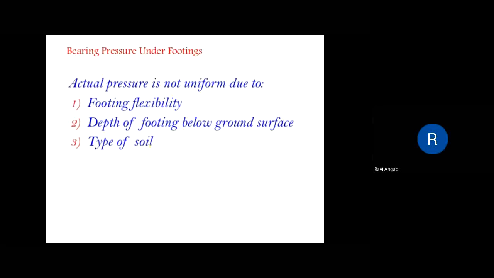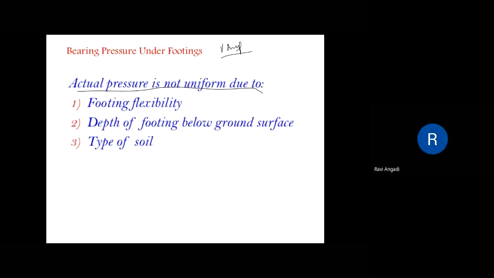Then coming to the bearing pressure under the footings. From here the actual syllabus starts, so this is again very important. The bearing pressure under the footings: the actual pressure is not uniform. Whenever a load is applied over the footing, it is not actually uniform. But for design and analysis purposes, we assume the pressure acting underneath the footing is uniform, for an easy approach.